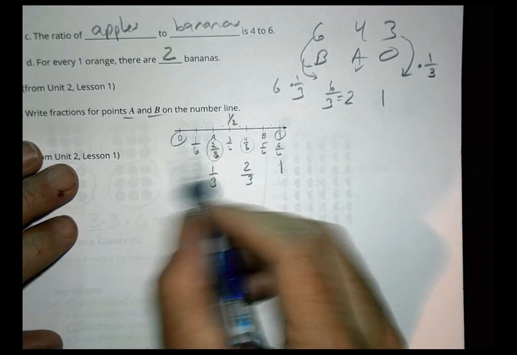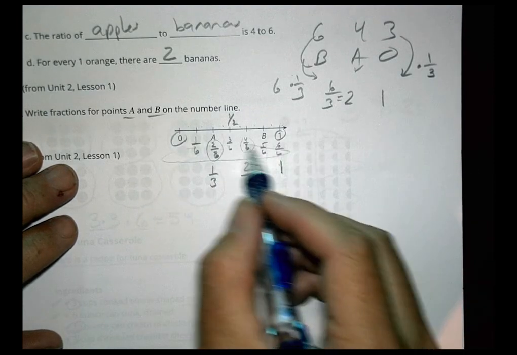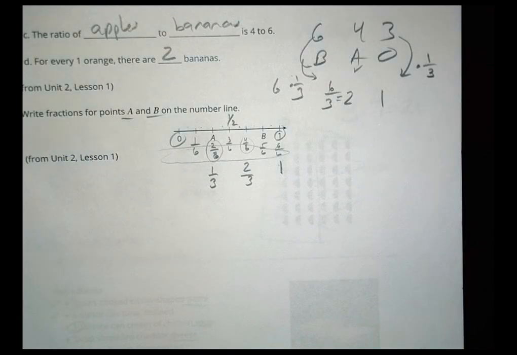But there are 6 spaces, so we're going to group them all by a denominator of 6, and that's the way that one works right there.